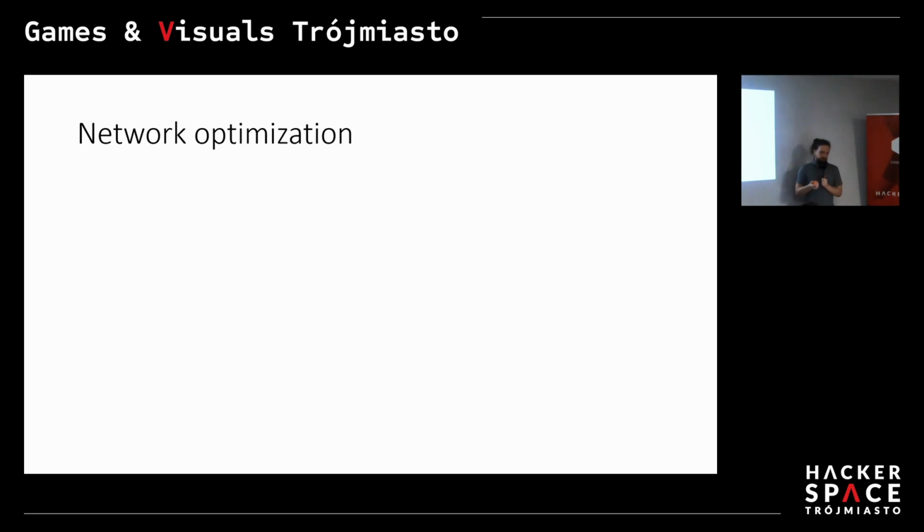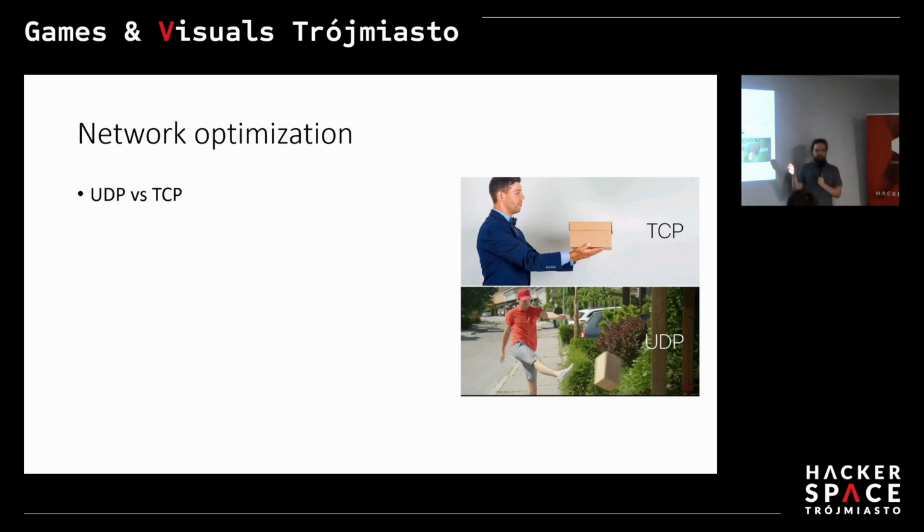Network optimization. Again, this is a talk for another hour, so I'll just quickly go through it. Know the difference between TCP packets and UDP packets. If you are doing some first-person shooter, if you have to do something immediately, use UDP, but know that UDP packets will get lost at some point, sometimes, so you are not able to send important information like that.